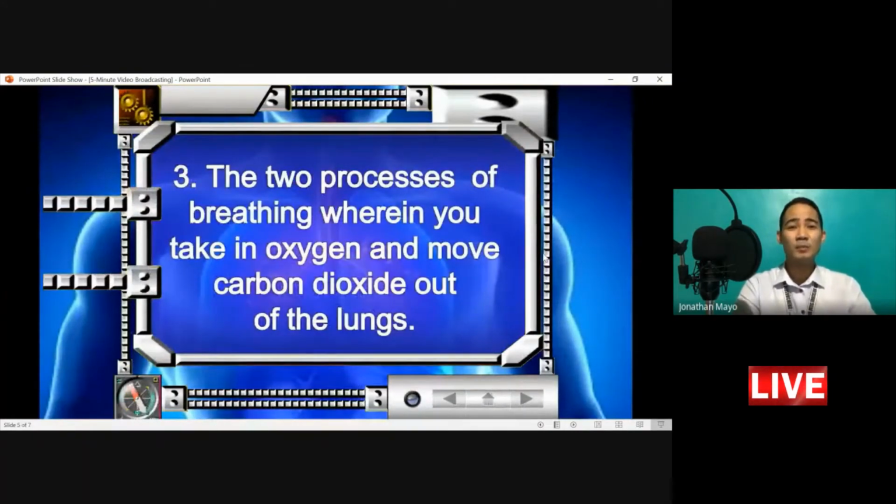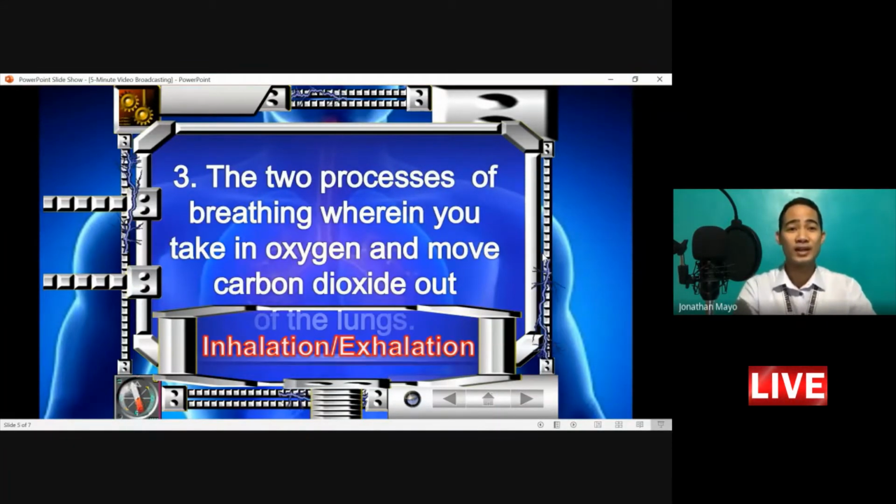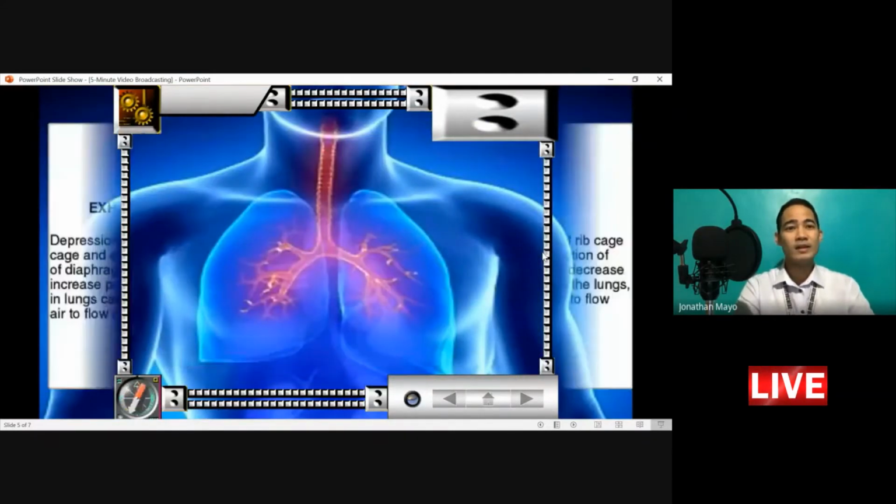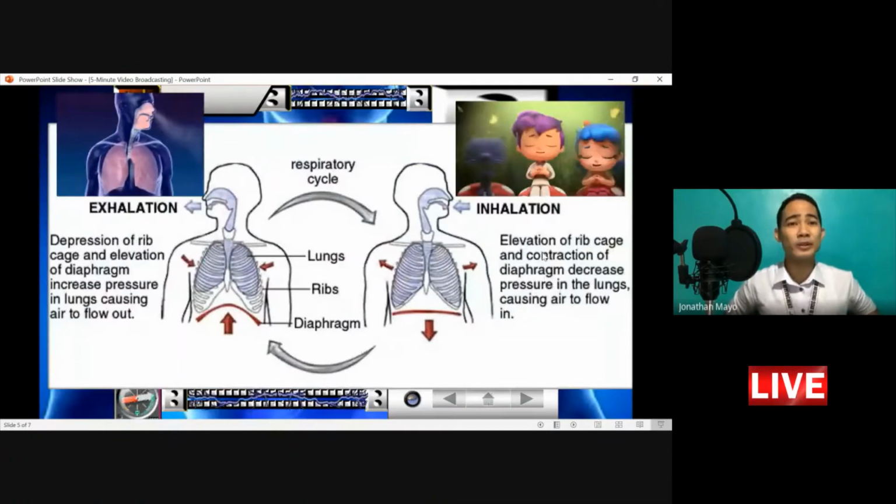Identification part. The two processes of breathing wherein you take in oxygen and move carbon dioxide out of the lungs. The answer is inhalation and exhalation. In exhalation, there is a depression of your rib cage and elevation of your diaphragm, increasing the pressure of our lungs, causing the air to move out. Meanwhile, in inhalation, there is an elevation of your rib cage, contraction of your diaphragm, decreasing the pressure of our lungs, causing the air to flow in. So these are the breathing mechanisms of our respiratory system.